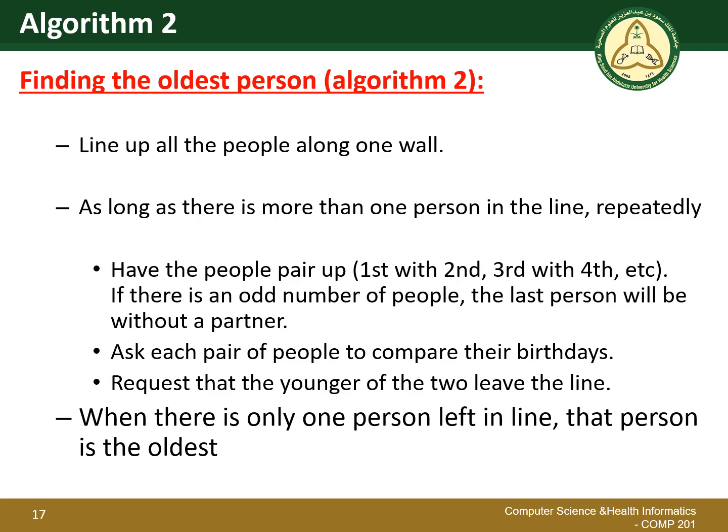لو رتبت هذا الكلام into steps هنقول first line up the people. Second, as long as there is more than one person in the line, عندي أكثر من شخص. Repeat. Have the people pair up. If there is an odd number of people, the last person will be without a partner. No problem قلنا. As each pair of people, ask each pair of people to compare their birthdays. Request the younger of the two leave the line. Repeat. When there is only one person left in the line, the person is the oldest.